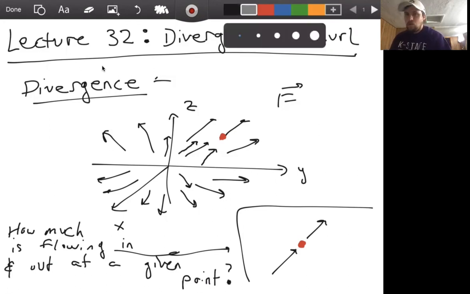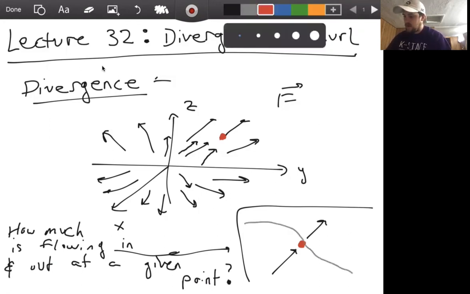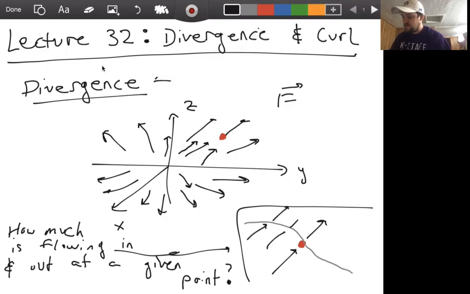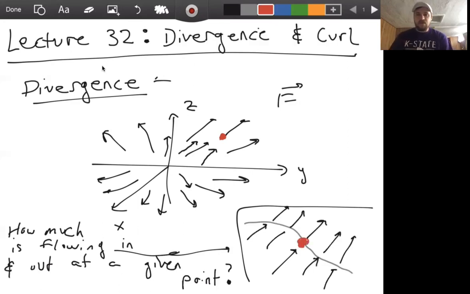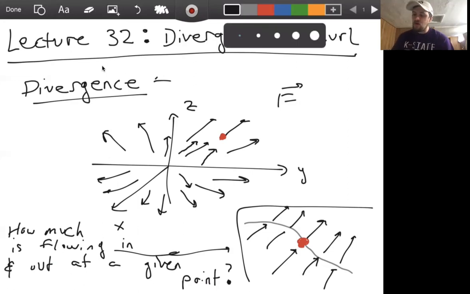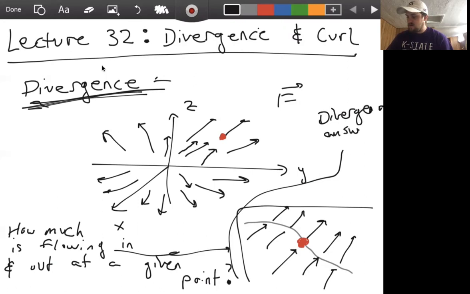Right? And so normally what we think of is maybe you take a line or a curve through here, and then you look at how much is flowing in or out of this entire membrane, right? Think about this as like a permeable membrane or something. But now we're interested in just a single point, and we want to say, okay, well, if this is representing like velocity of a fluid or something, how much is flowing in versus how much is flowing out? And this is called divergence. The answer is divergence. Divergence answers this.